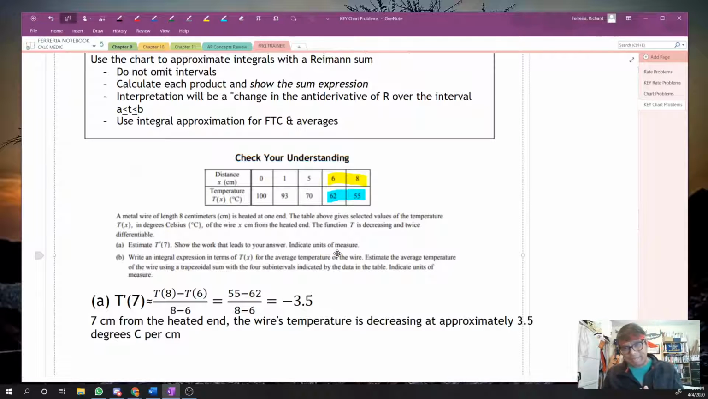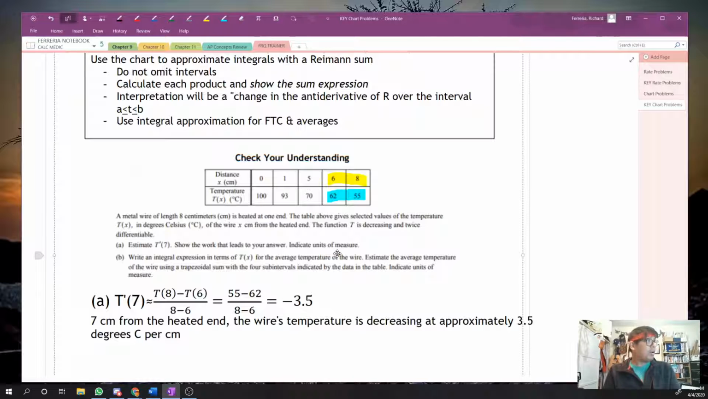So T prime of 7 is about equal to T of 8 minus T of 6 over 8 minus 6, which is about equal to negative 3.5. So what is the unit here for X? Well, that is centimeters from the heated end. So 7 centimeters from the heated end, the wire's temperature is decreasing, because it's negative, at approximately 3.5 degrees Celsius per centimeter. Can't ask for anything more than that.